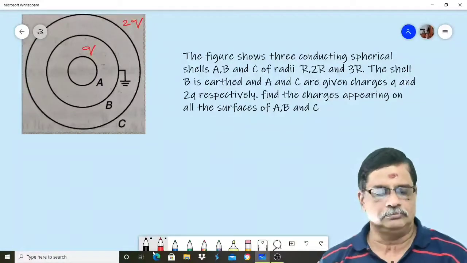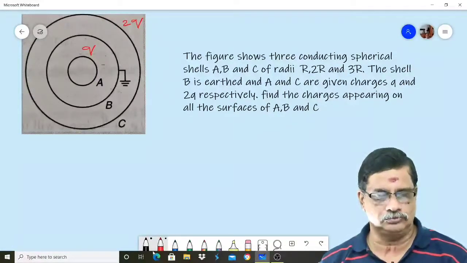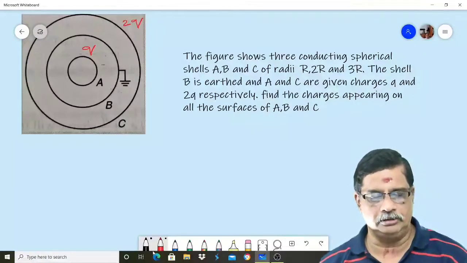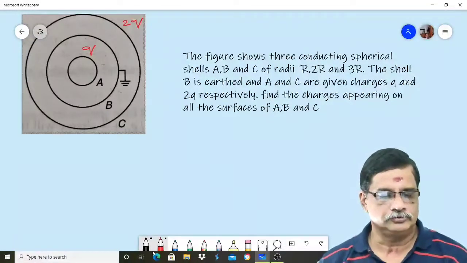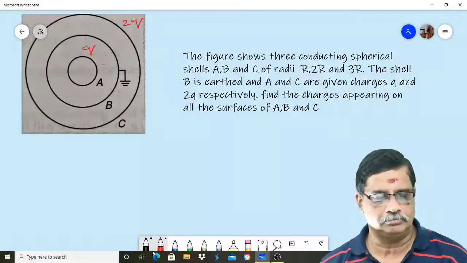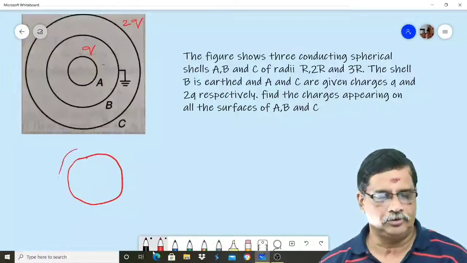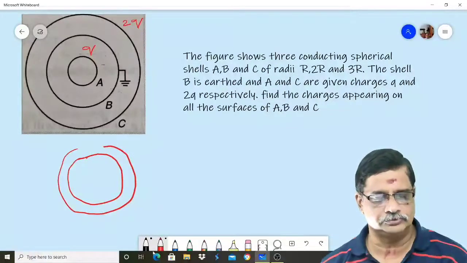Now consider a Gaussian surface passing through the material of the shell B, let us draw it here. So this is our shell B. This is a spherical shell, so let us give it some thickness. Now let me draw a Gaussian surface through this. So this is our Gaussian surface.